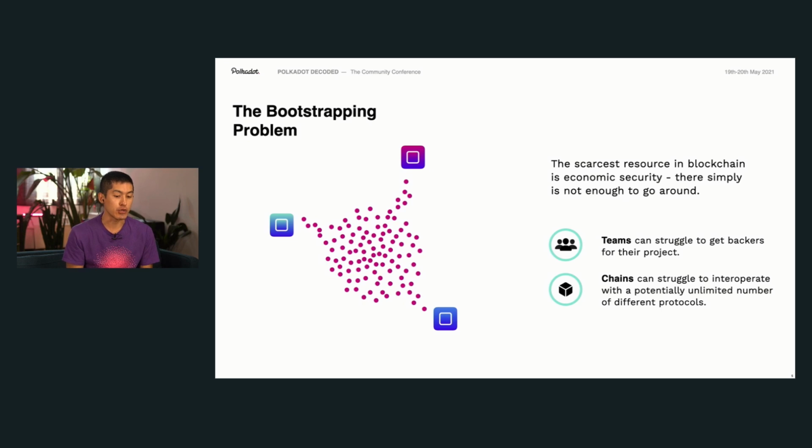But the multi-chain future is not a really easy one to reach. There's ultimately a bootstrapping problem. I mean, the blockchain community today is not that big yet, and each new layer 1 blockchain that goes live kind of pulls from the same pool of people to try to build up support. Teams can struggle to get backers for their project, recruit node operators that secure their chain, and the chains themselves have to basically struggle to support interactions with existing and even future blockchain systems. It's a problem that's very hard to solve.